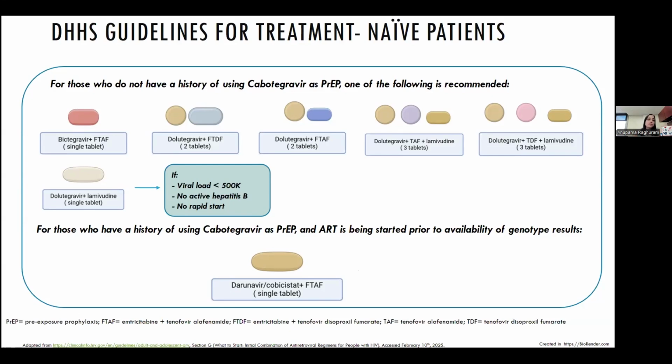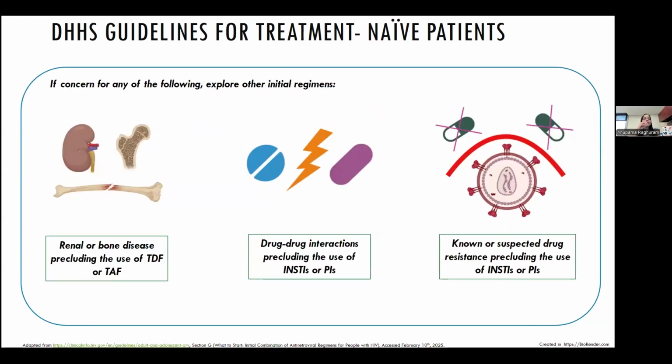All right. Now, if you have a concern for any of these 3 things I'm going to tell you about, then you need to explore other things. So the first thing is renal or bone disease that doesn't allow you to use TDF or TAF. Drug-drug interactions that are not going to allow you to use integrases or proteases as a base, or if you have known or suspected drug resistance that does not allow you to use integrase or protease inhibitors as your base, right? So if you have these three things, you need to look into other options.